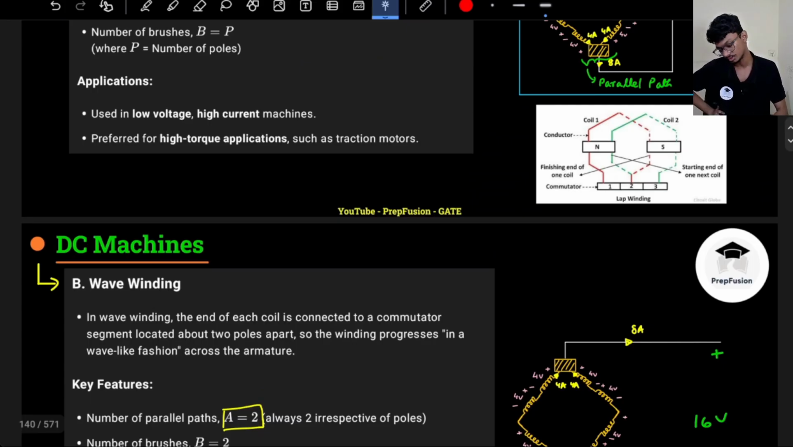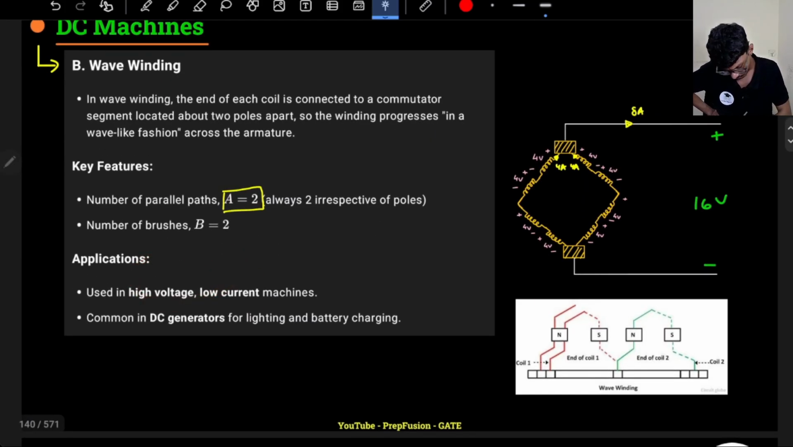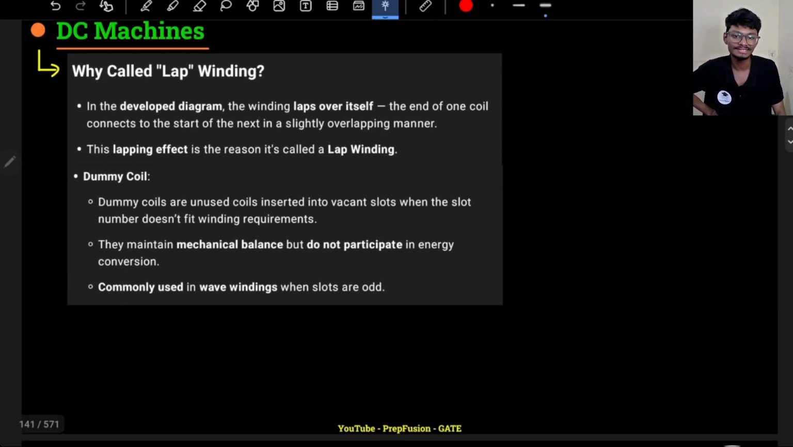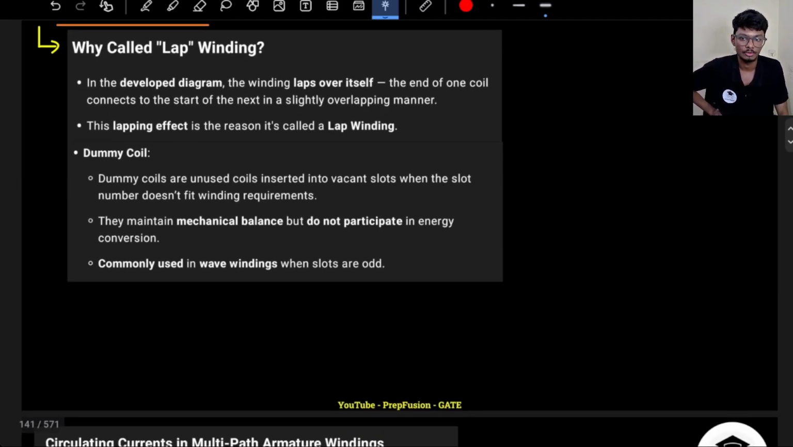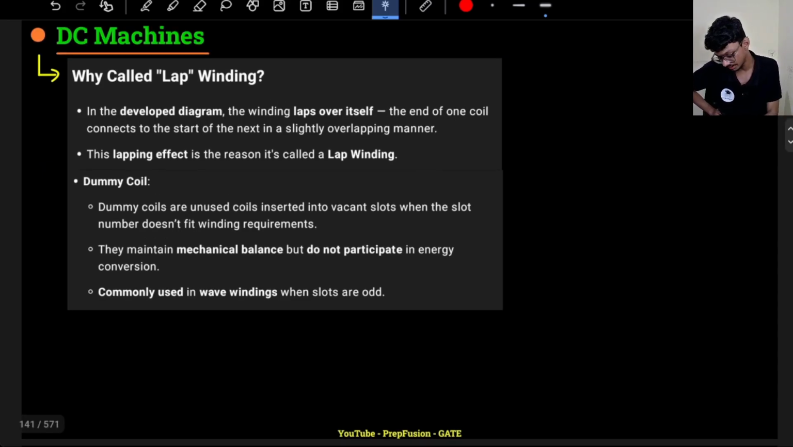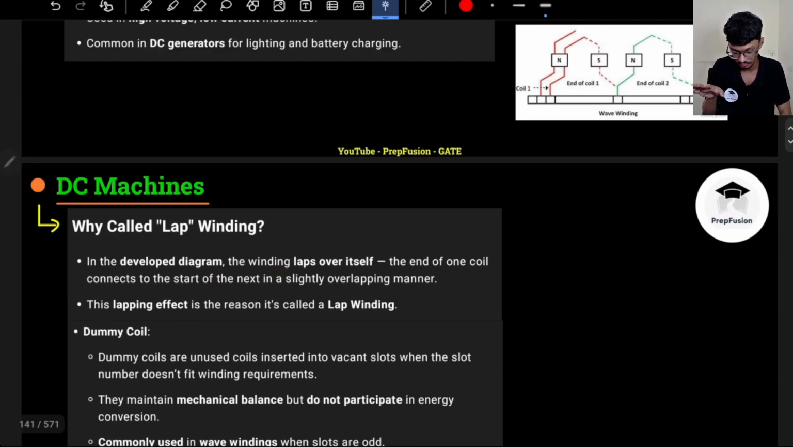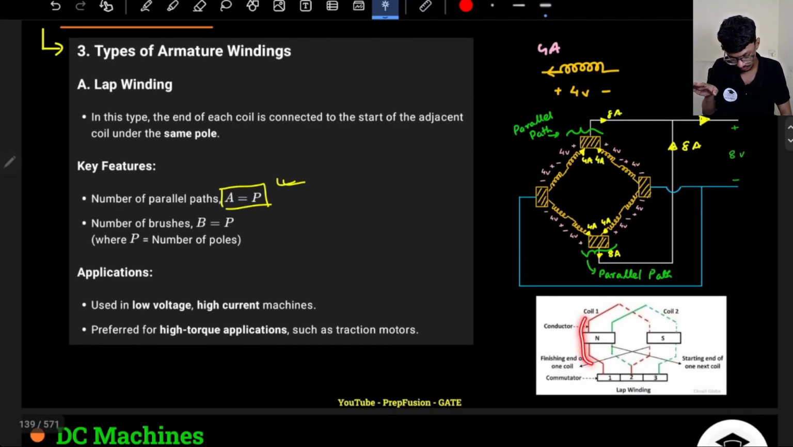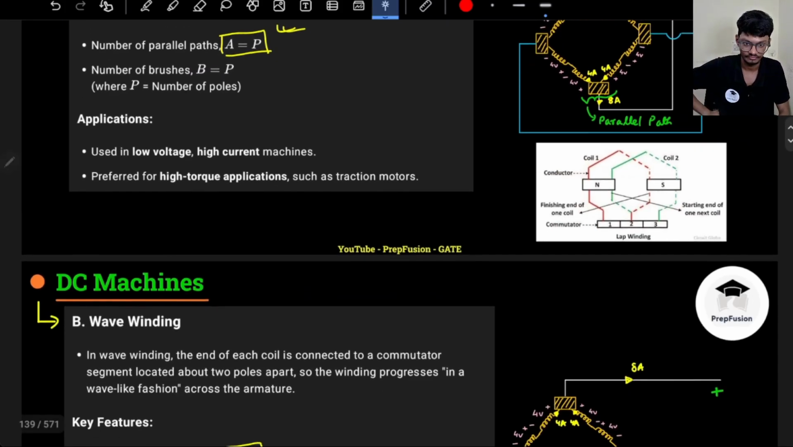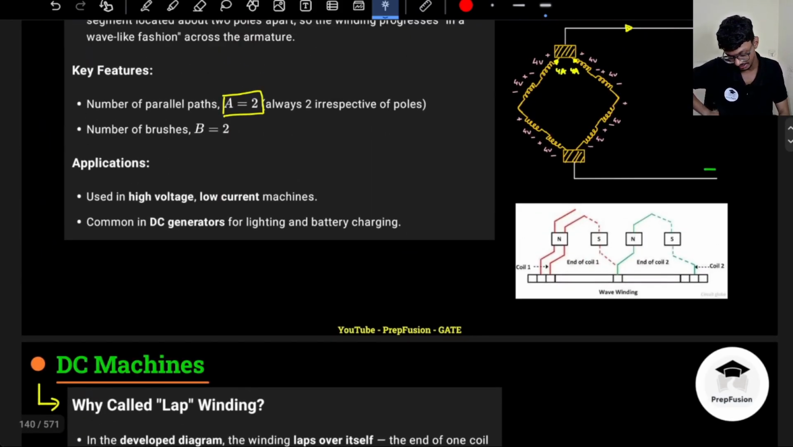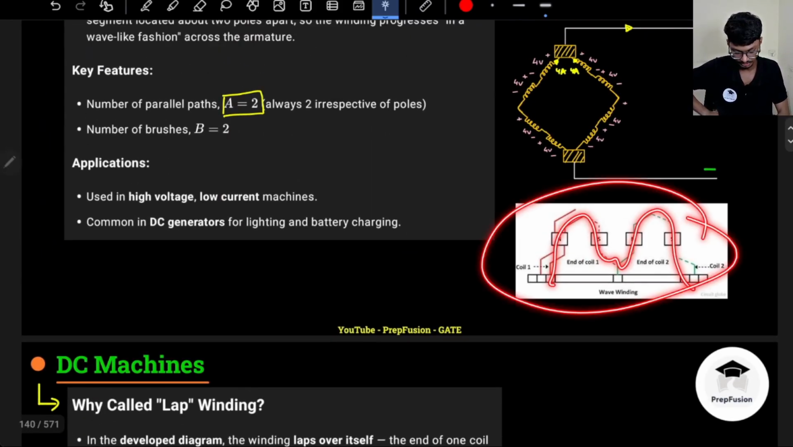So motors I will not discuss, generators I am just discussing. So this was the feature. Now why is it called a lap winding? It is called a lap winding because, basically, in the diagram the winding laps over the other. If you see in this developed diagram, one of the coils laps over the other coil. As it is lapping over the other coil, that's why the name lap winding. Very simple.